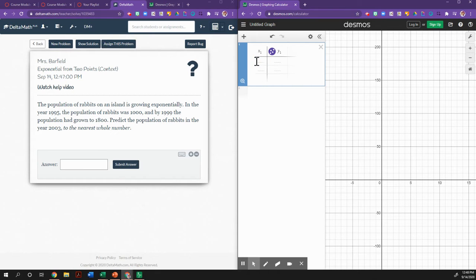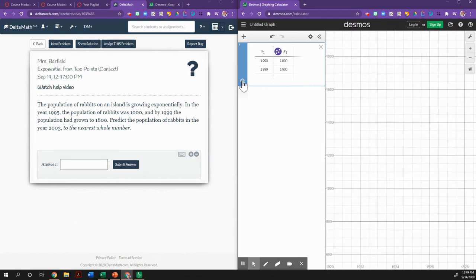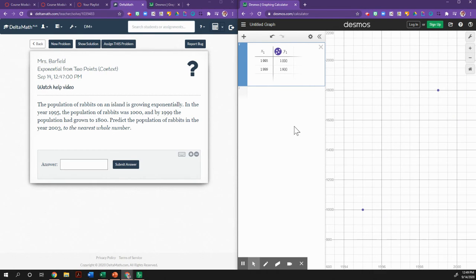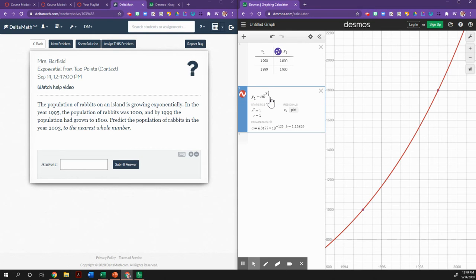Okay, so x is going to be our year. So in 1995, we had 1,000 rabbits. In 1999, we had 1,800 rabbits. Now we're going to hit zoom fit. So there's our 2 points. Now we're going to write the equation. So y1, ab to the x1. Now just leave that information here.